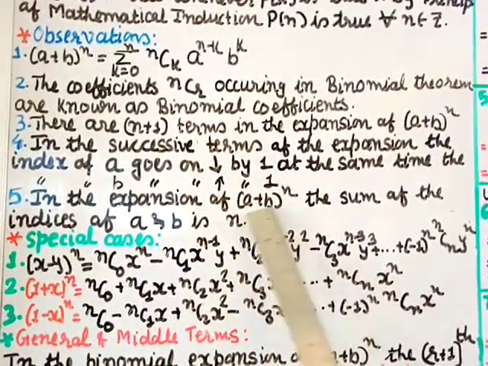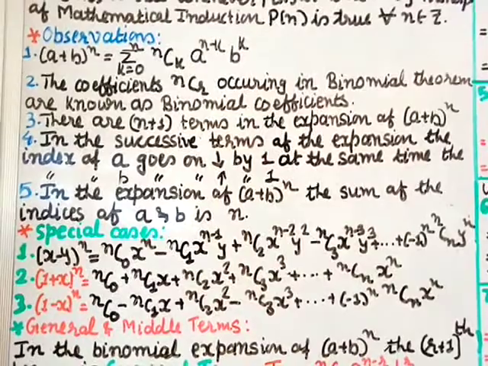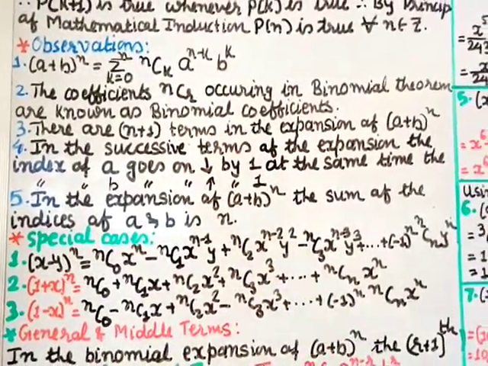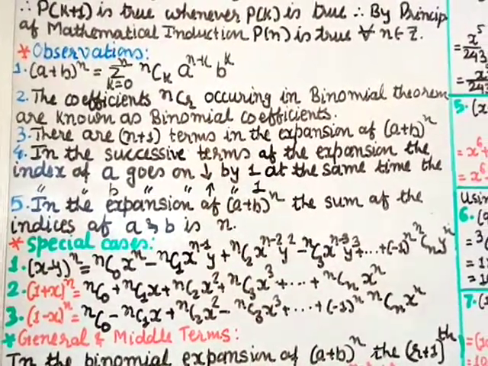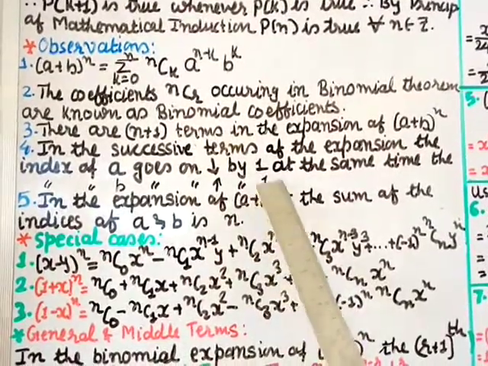So when you expand this, each term will have some power of a and b. Okay, the power of the first term and the second term, if you sum them up together, it will be equal to the total power of the expansion.